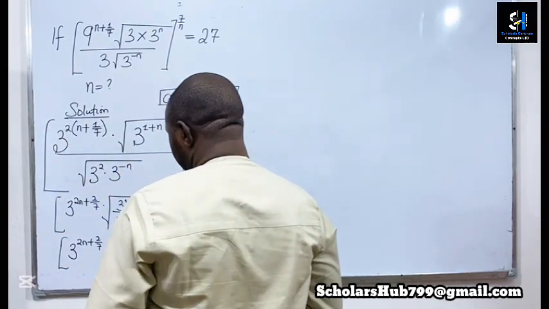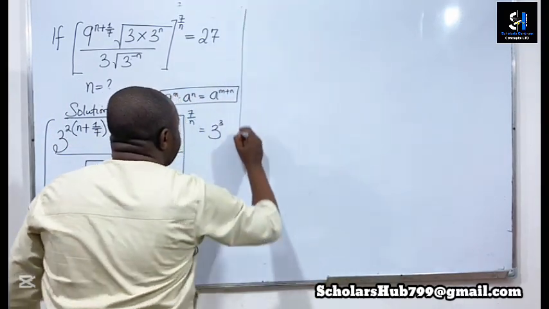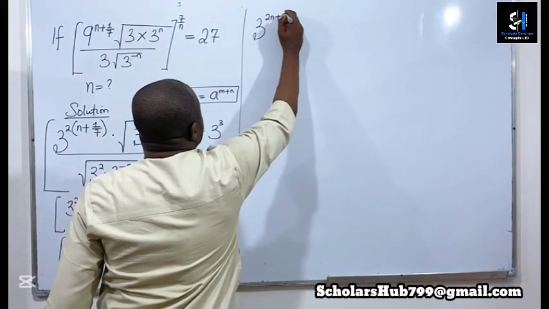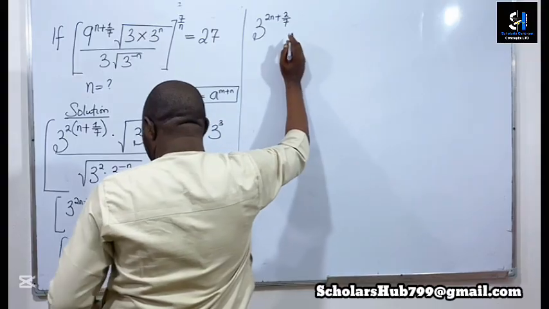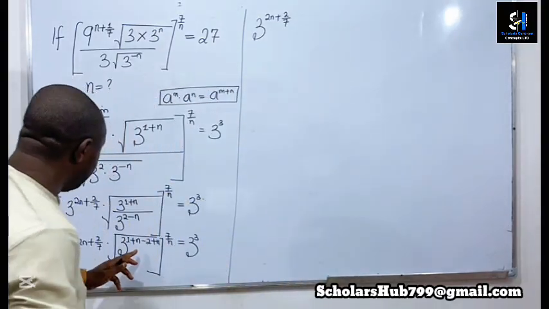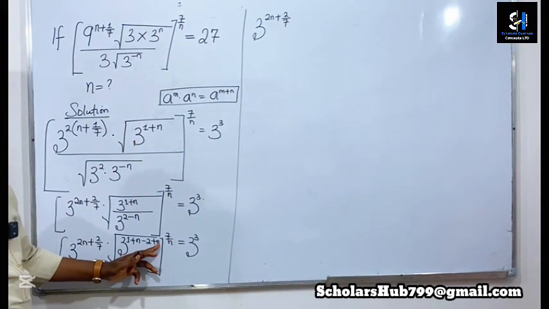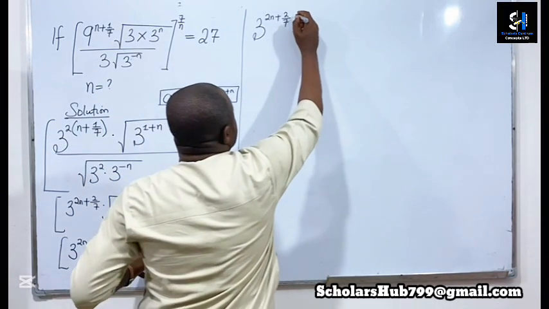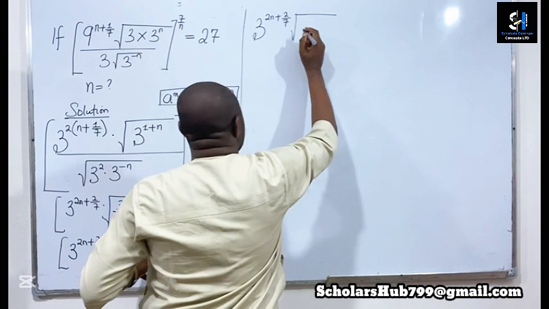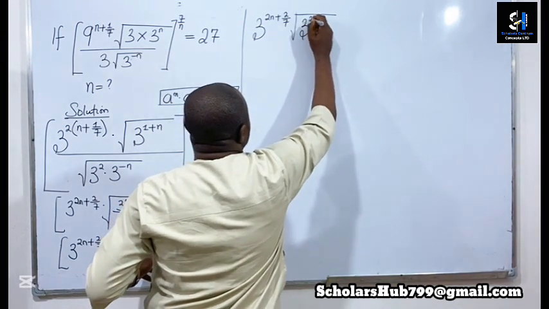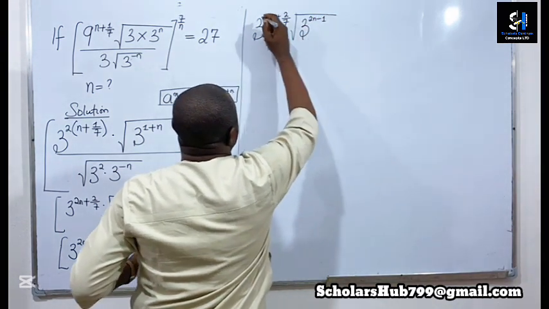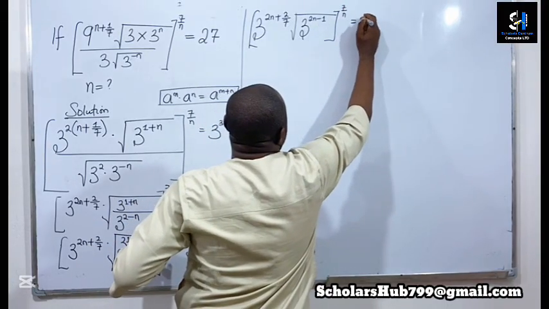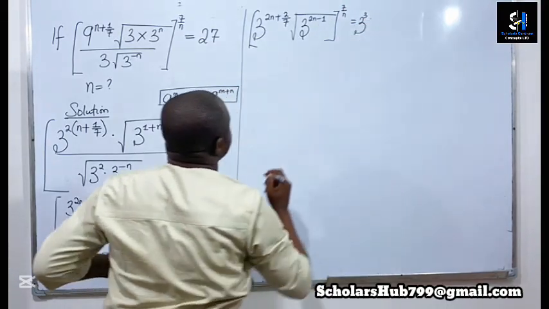All right. So in this case, now we can have 3 raised to the power of 2n plus 2 over 7 multiplied by, here we have n plus n, that will be 2n. 1 minus 2, that will be minus 1. So this will be square root of 3 raised to the power of 2n minus 1. Then we raise this to the power of 7 over n equals 3 raised to the power of 3.